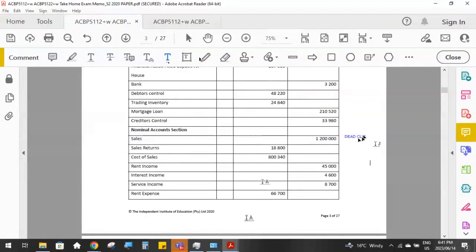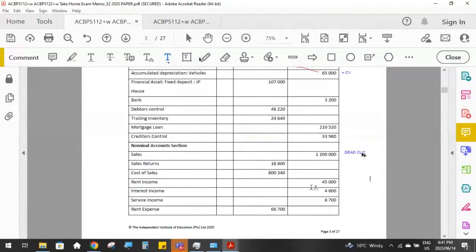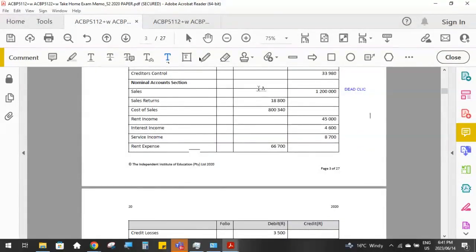And then those items that will always have a credit balance on the right-hand side are liabilities and capital, which are in the balance sheet section, and income, which is in the nominal account section. So in the nominal account section, everything that's on the right-hand side will be income, and everything that's on the left-hand side will be expenses. Okay, so that's why our double entry system and accounting equation makes our lives super easy.